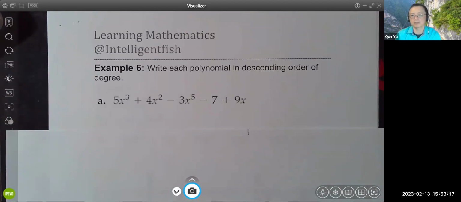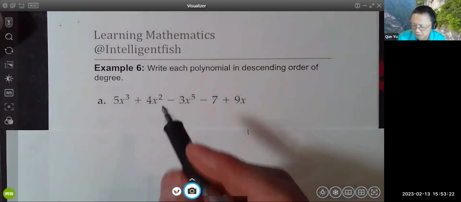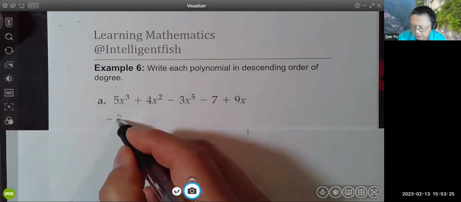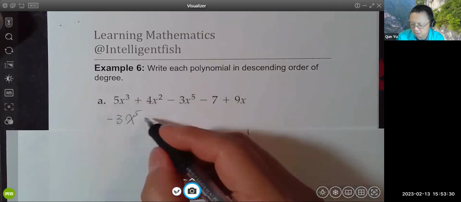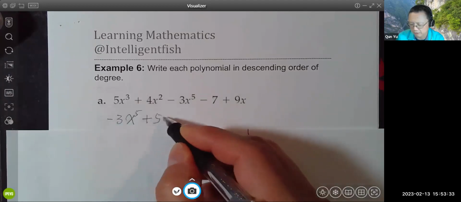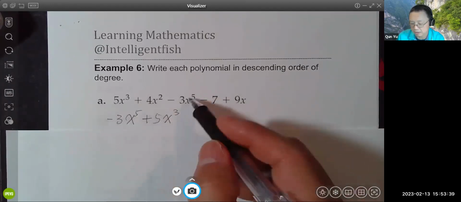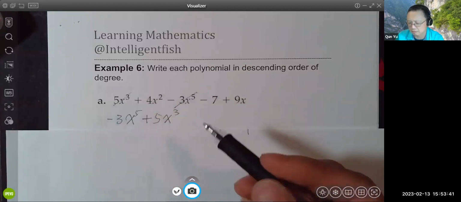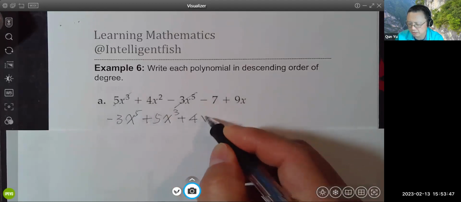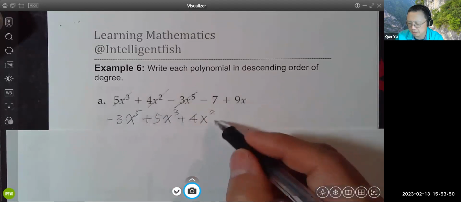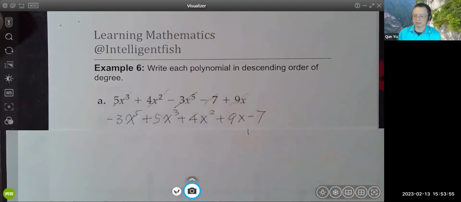Write each polynomial in descending order of degree. So identify the highest, which is 5, which is a negative term. So negative 3x to the 5th. And the next highest is 3. So this is positive, plus 5x cubed. And the next one, if this is very long, after you write each one, cross them out so that you don't get confused. And the next one is a square term, plus 4x squared. Next one is the x term, plus 9x, then the constant term. So this is our descending order.